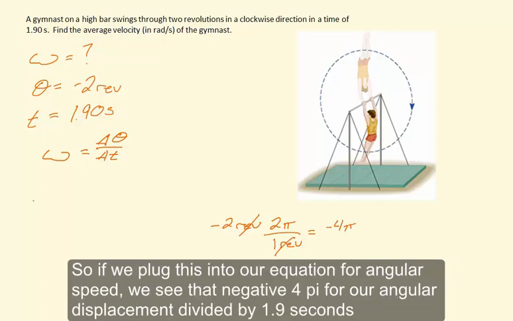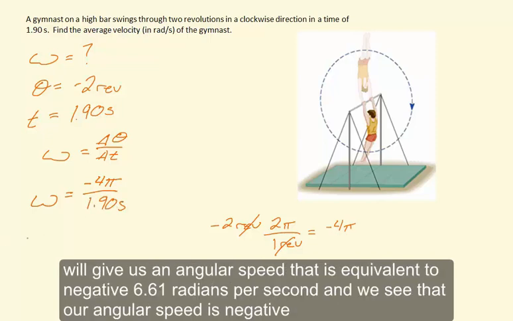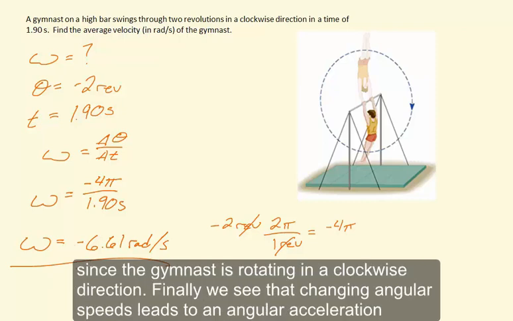So if we plug this into our equation for angular speed, we see that negative 4 pi for our angular displacement divided by 1.9 seconds will give us an angular speed that is equivalent to negative 6.61 radians per second. And we see that our angular speed is negative since the gymnast is rotating in a clockwise direction.